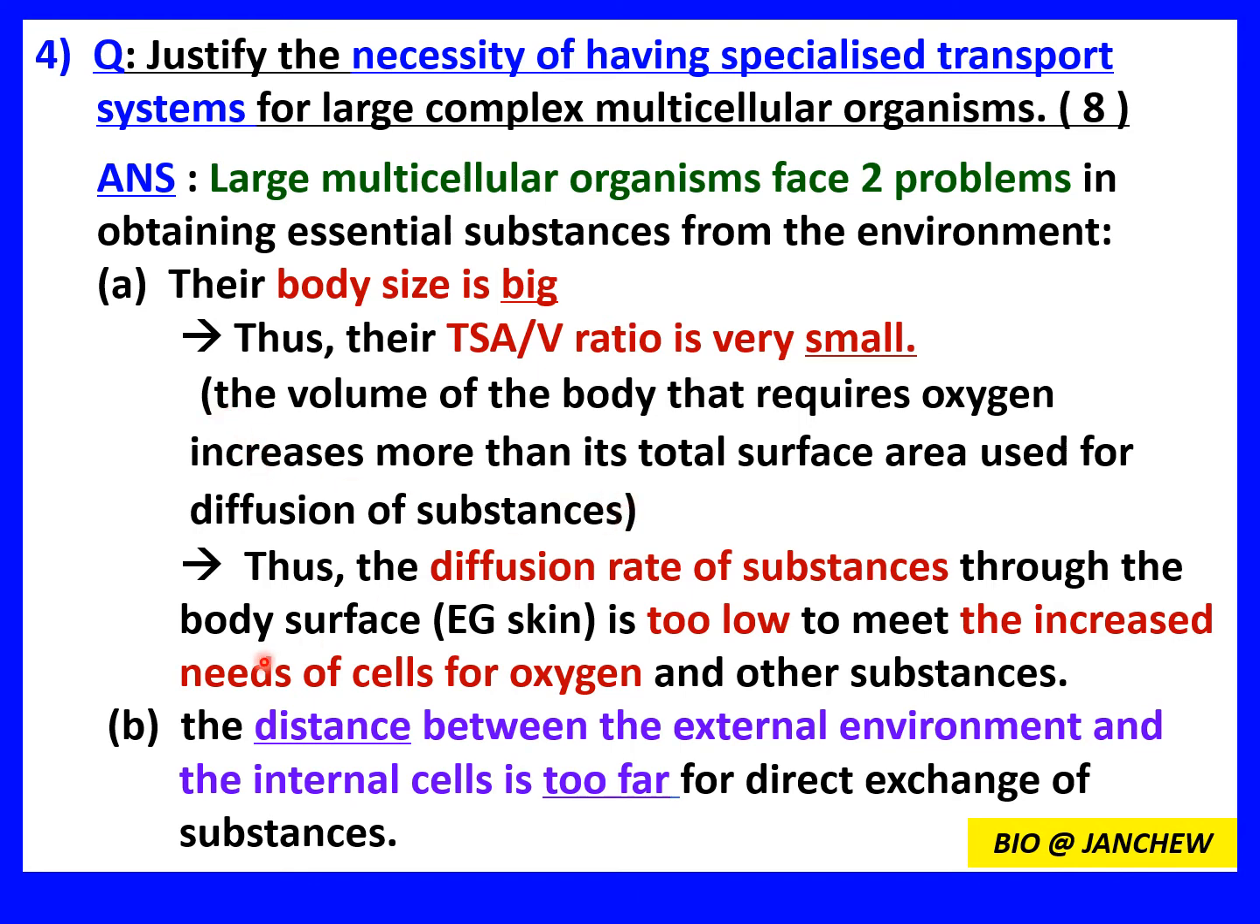Thus, the diffusion rate of substances through the body surface, such as the skin, will be too low. The rate will be too low to meet the increased needs of the numerous cells for oxygen and other substances. Secondly, the distance between the external environment and the internal cells in the body is too far. It's many layers of cells, too far away, for direct exchange of substances between the environment and the internal cells.